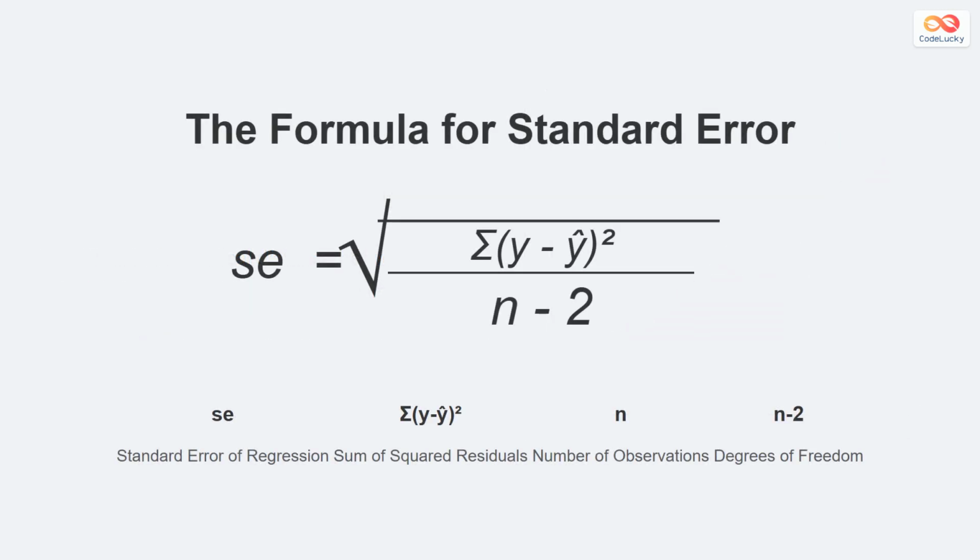The standard error is calculated with the formula SE equals the square root of the sum of (y minus y hat) squared, all divided by n minus 2. Let's break down what each part of this formula means.